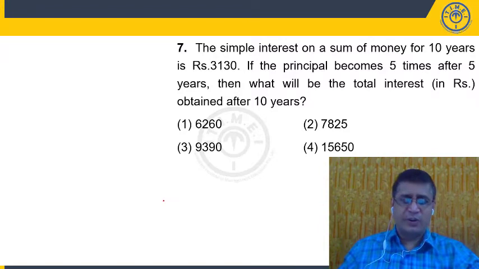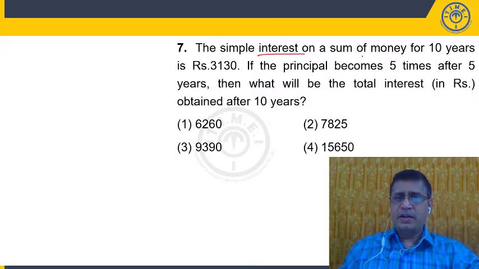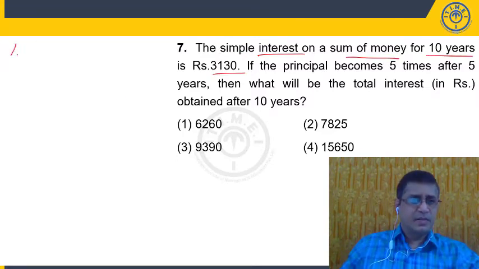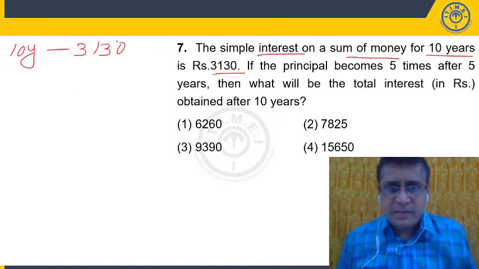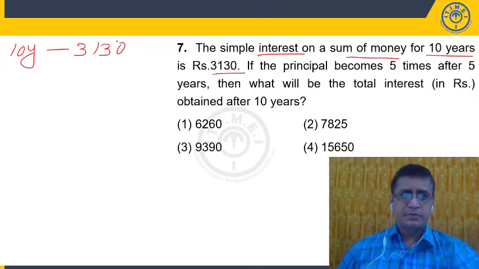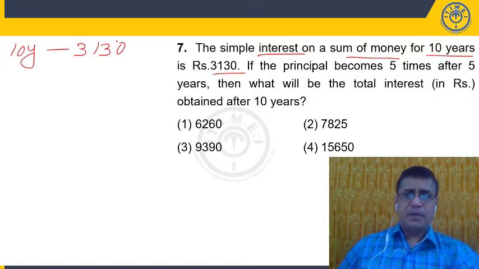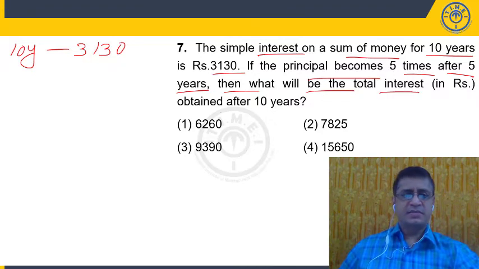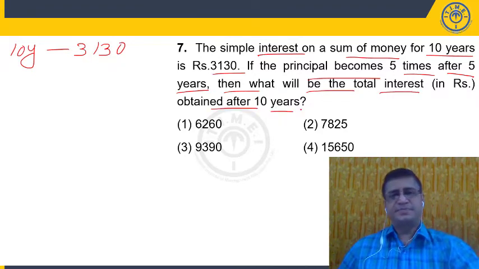Now look at the question here. I will read the question for you. The simple interest on a sum of money for 10 years is rupees 3130. This is the simple interest for a period of 10 years on a certain sum. If the principal becomes 5 times after 5 years, then what will be the total interest obtained after 10 years?